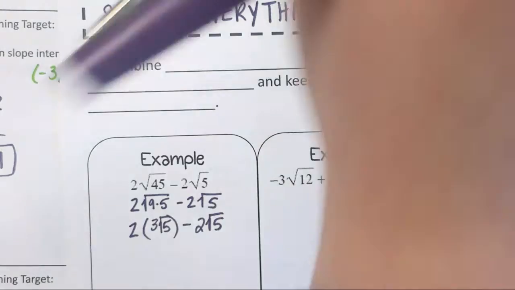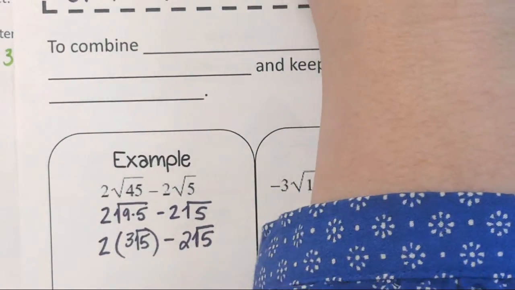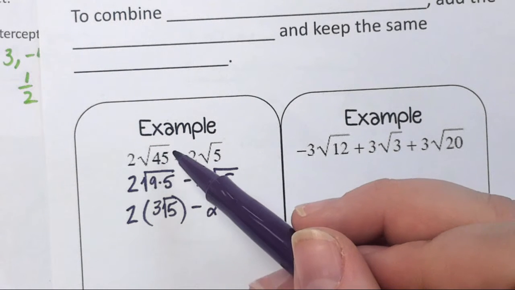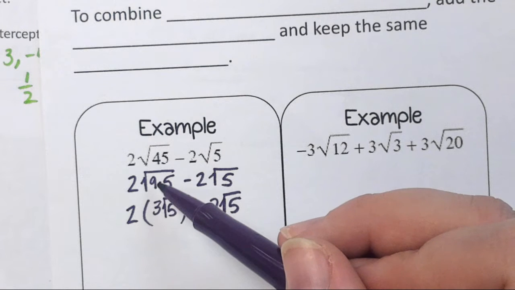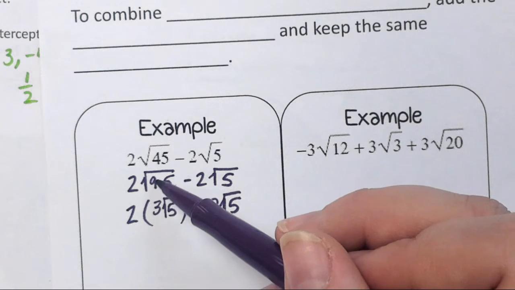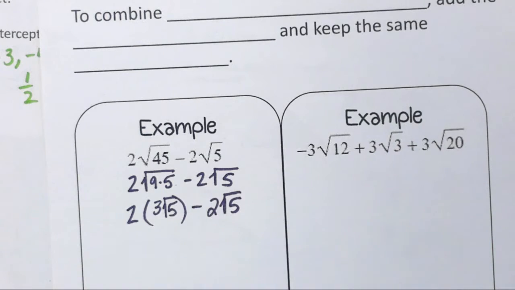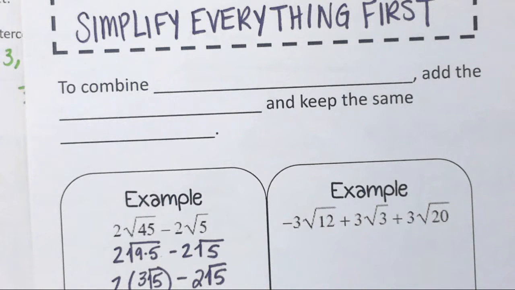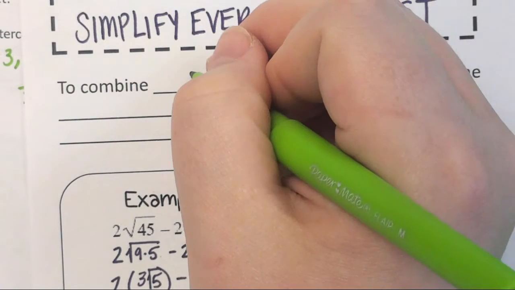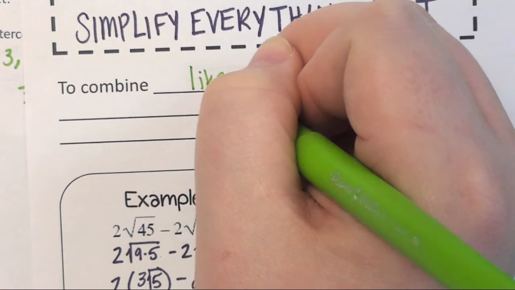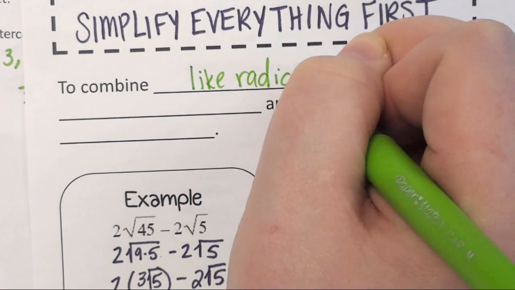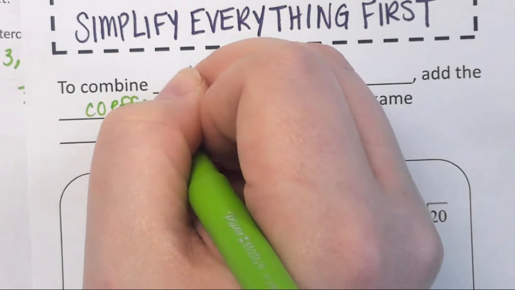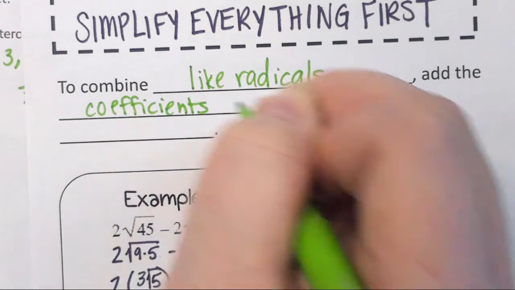Again, I'm simplifying everything first. I saw square root of 45. I knew I could break it up into the perfect square, 9 times 5. Square root of 9 is 3, so it's 3 square roots of 5. There's still more to do, but I need to fill in the rest of my words. To combine like radicals, it's like combining like terms. To combine like radicals, you need to add the coefficients and keep the same radical.